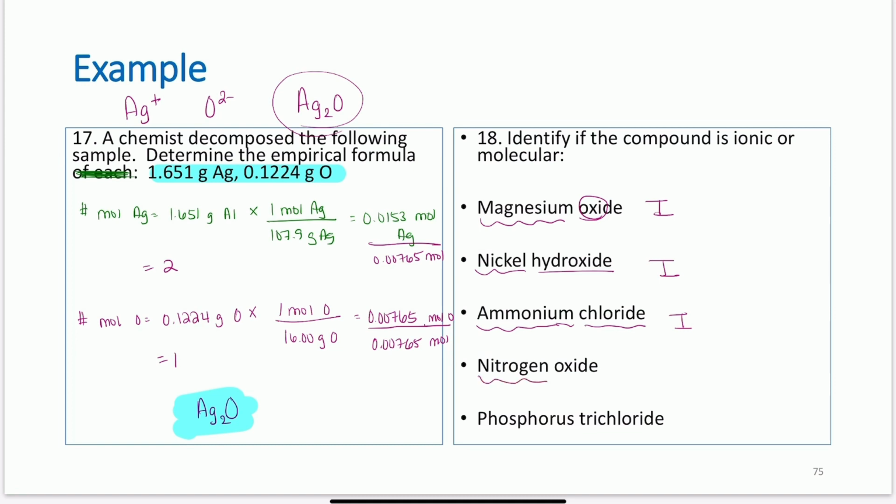Nitrogen, nonmetal. Oxide for oxygen, nonmetal. This will be molecular. Phosphorus, nonmetal. Trichloride, standing for chloride, nonmetal. Molecular.